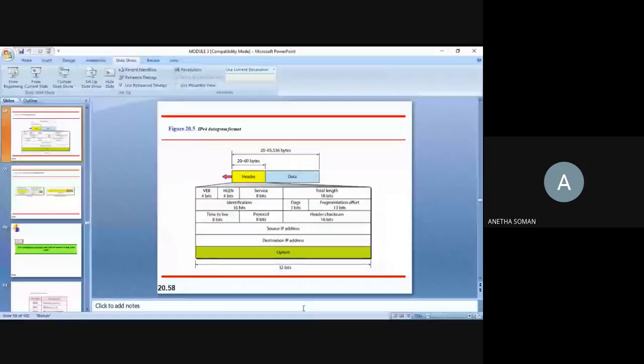Can you see the slides? Yes or no? Yes. Okay.